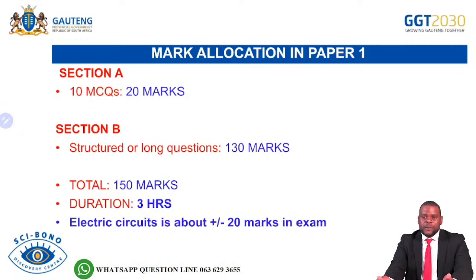Section A in our paper is multiple choice, which has 10 multiple choice questions, and it gives us 20 marks. Section B, which we call a structured question or long questions, is 130 marks. And the total is what? 150. You'll be writing for 3 hours, and after 3 hours, you'll be asked to stop writing. The topic that we'll be looking at today is electric circuits. It's about 20 plus or minus marks in an exam.